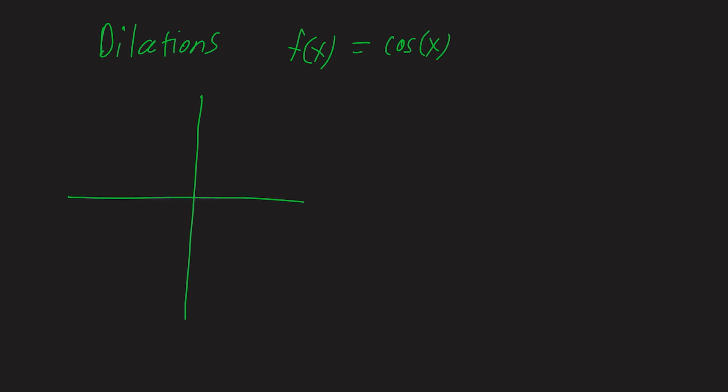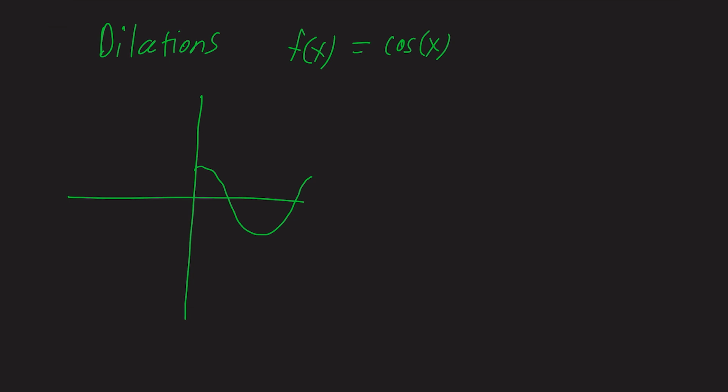Now, let's start talking about dilations. Okay, a dilation will make your function more constricted or less constricted. So a good example to use in this case would be f of x equals cosine x. So let's draw the standard form of cosine x right here. It would look a little something like that.